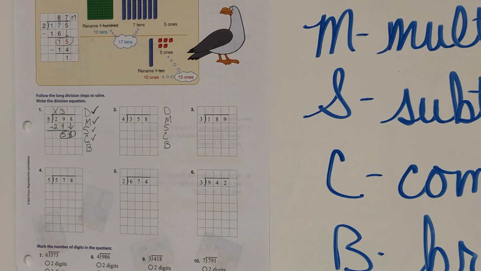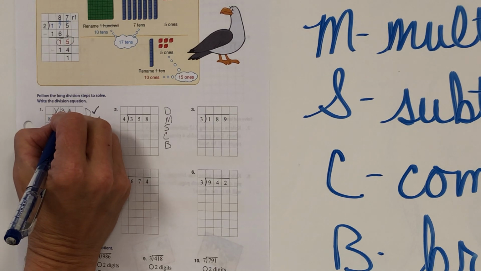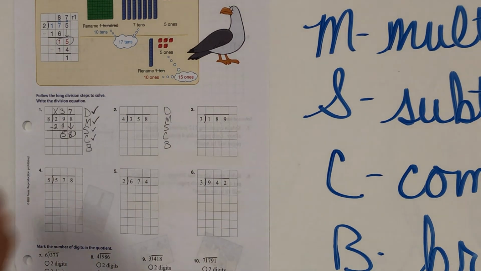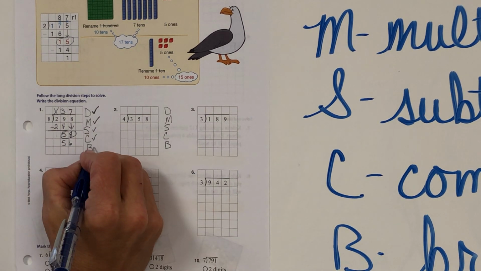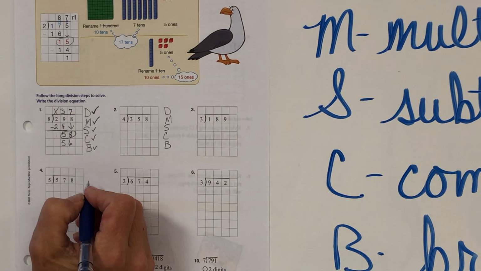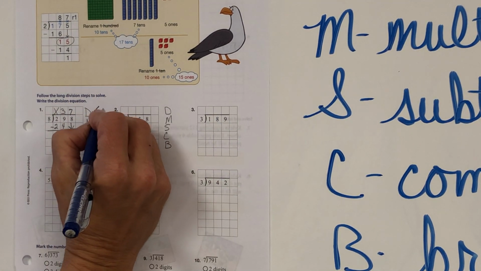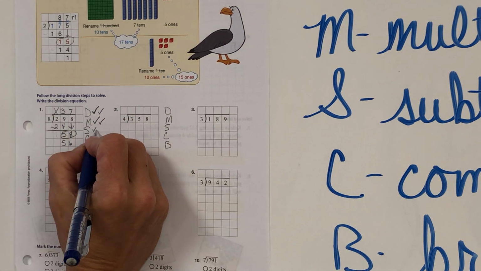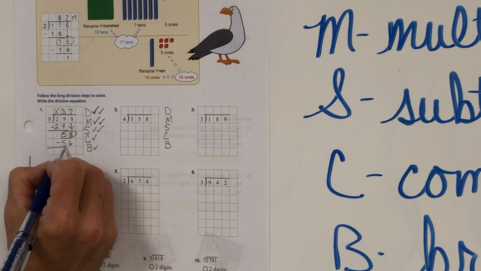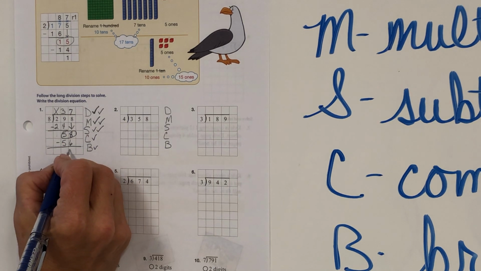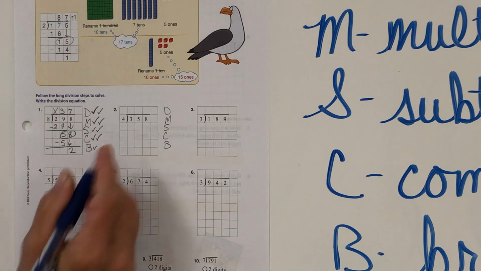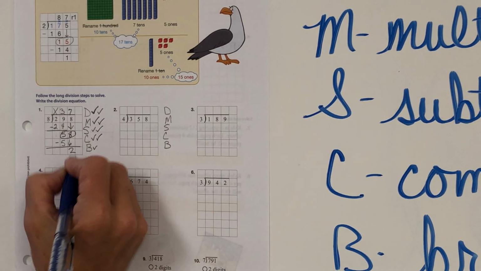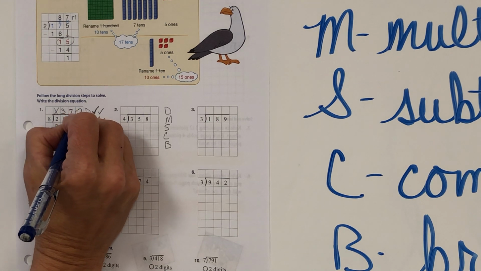How many times will 8 go into 58? 7 times. 7 times 8 is 56. So when you're doing this, check it each time. So now we have divided and we've multiplied. Now we need to subtract. 8 minus 6 is 2. And then we need to compare. 2 is smaller than 8, so we're good. And there's nothing left to bring down, so we have a remainder of 2.